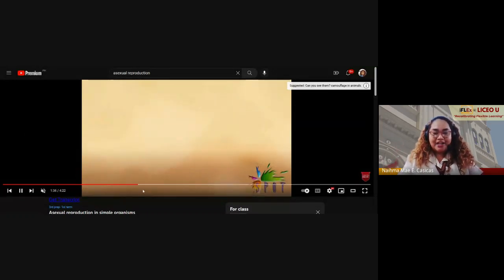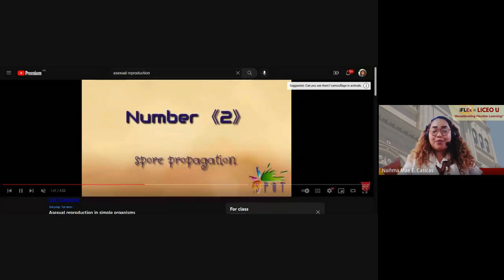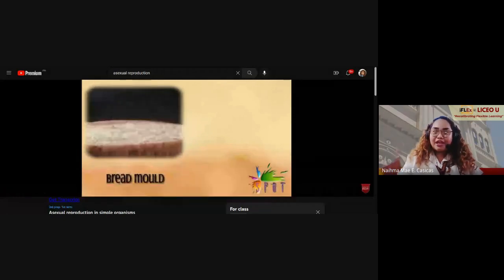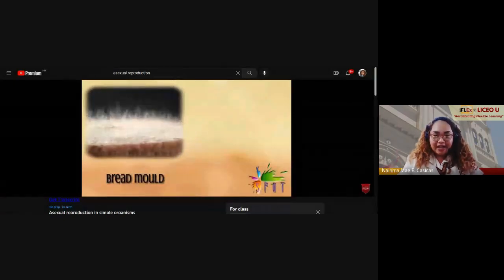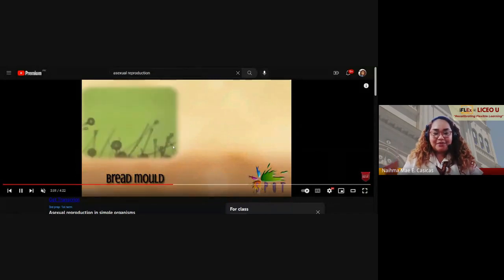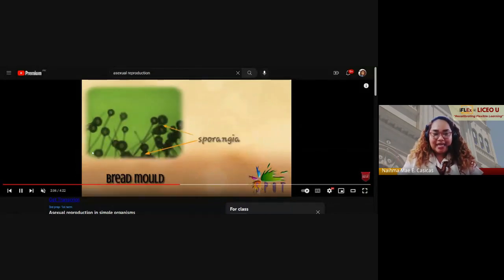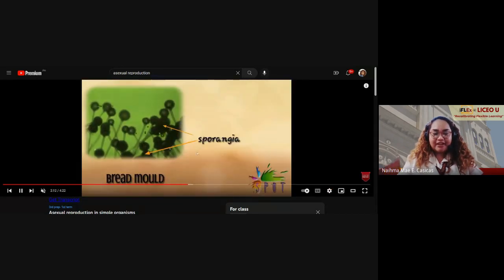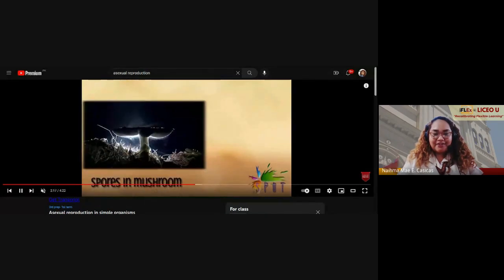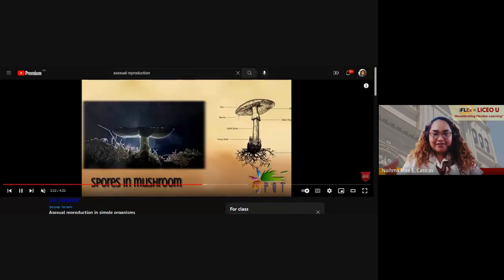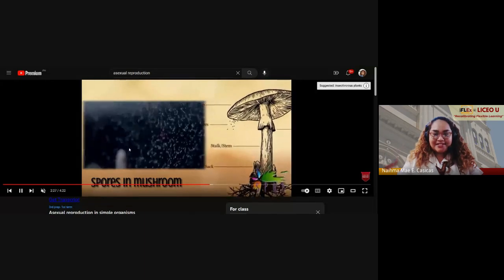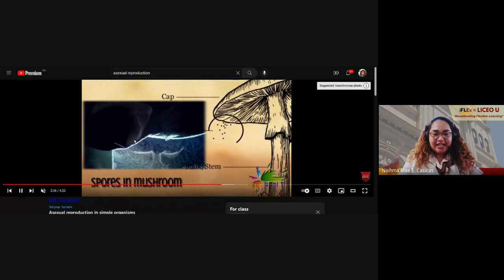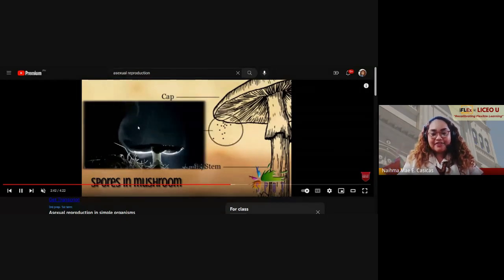The second one is spore propagation. This is done by molds and fungi, like for example bread mold. This is how they reproduce. Another one is the mushroom. It releases its spores from the underside of the hood of the mushroom, and they spread through the humidity of the area.